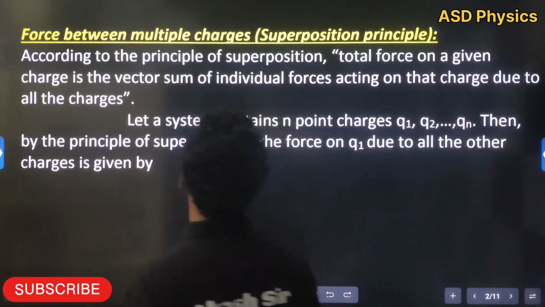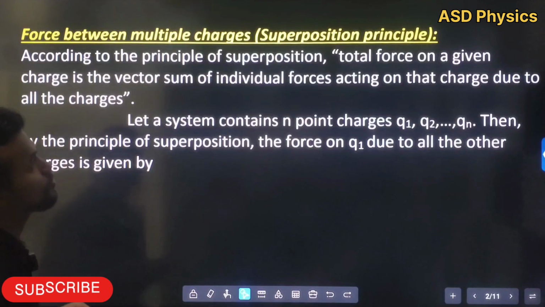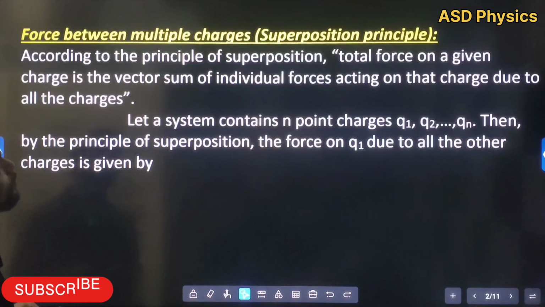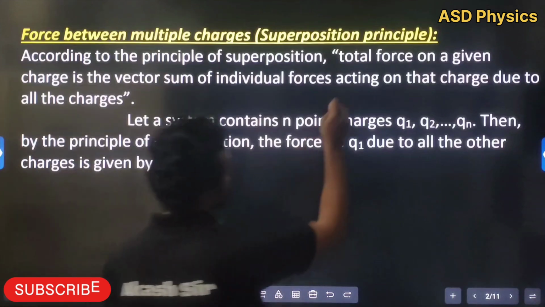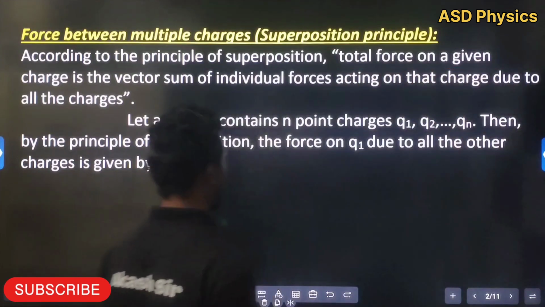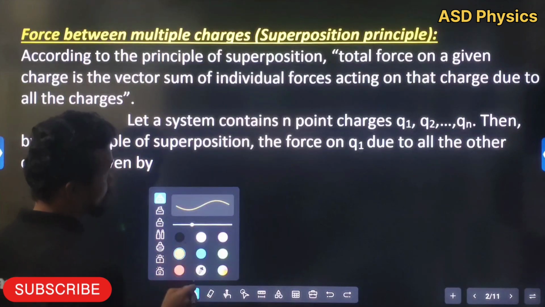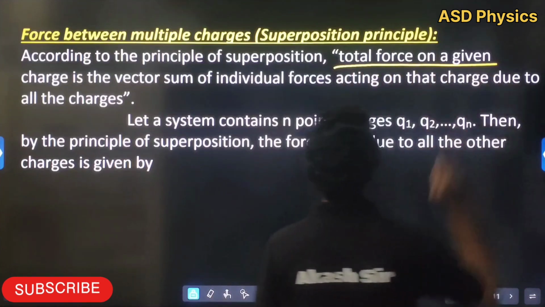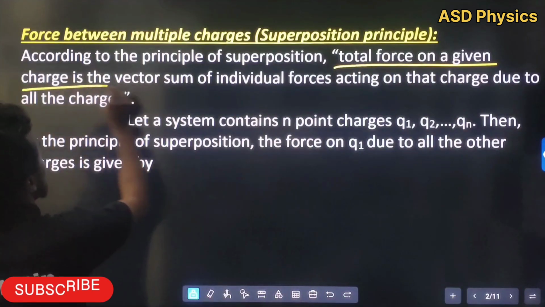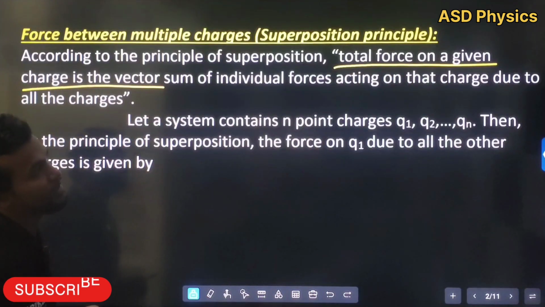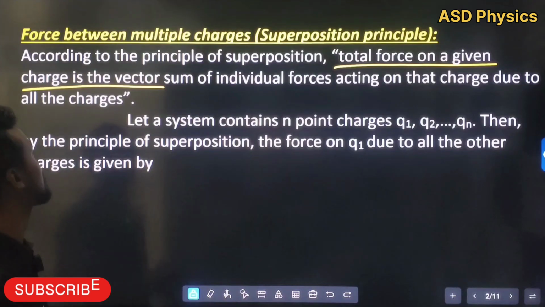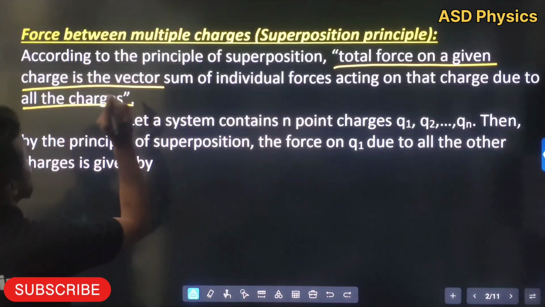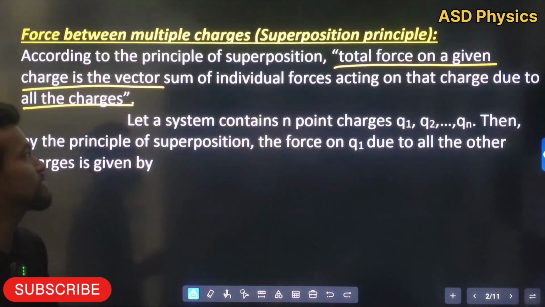See here please, the force between multiple charges, or we can say the superposition principle. According to the principle of superposition, the total force on a given charge is the vector sum of the individual forces acting on that charge due to all the other charges. Now we are going to imagine one system.